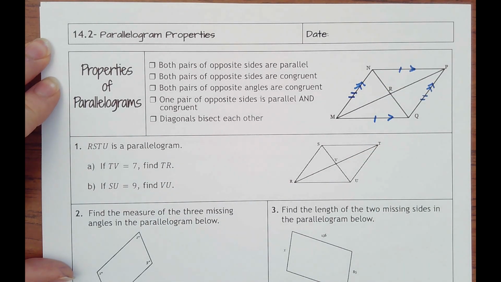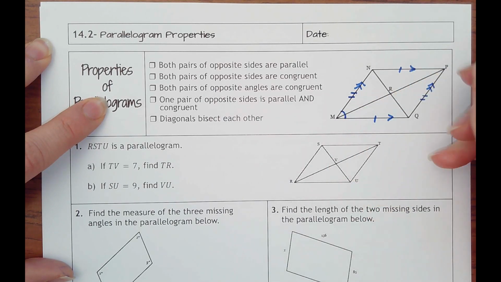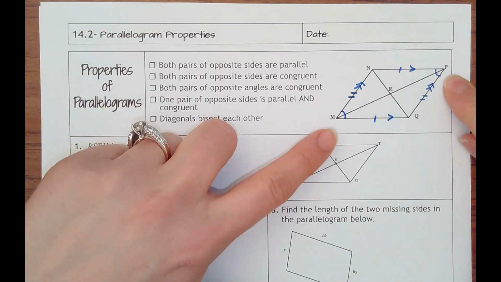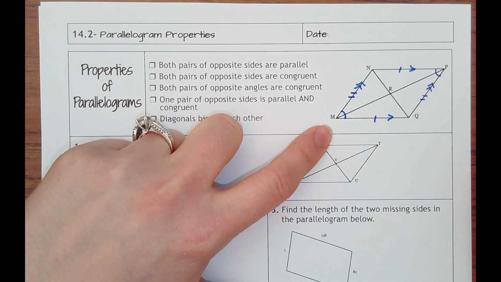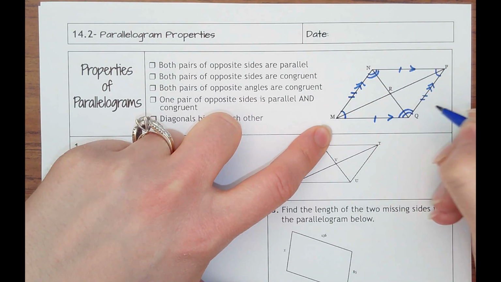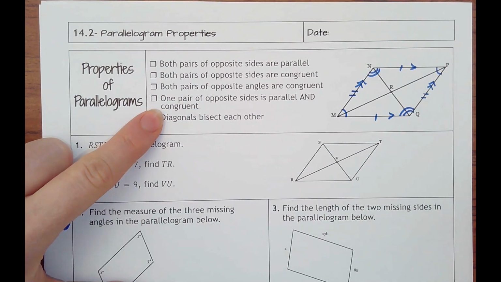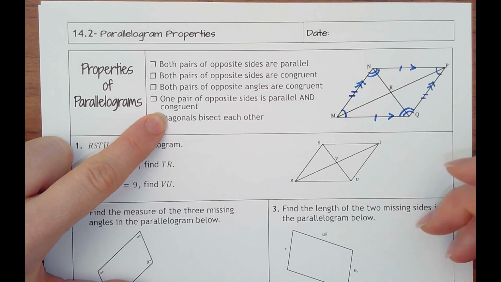Both pairs of opposite angles are congruent, so I can say that this angle here at M and this angle here at P would be the same measurement. And then this angle here at N and this angle here at Q would be the same or congruent. And I also know one pair of opposite sides is parallel and congruent.